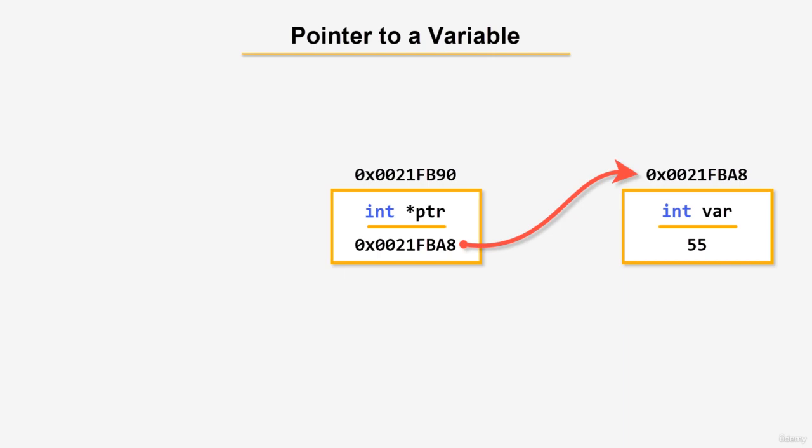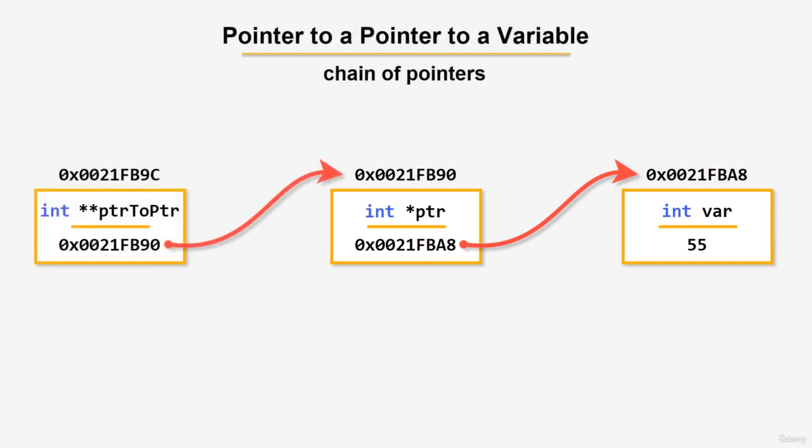It has its own address right at the top of the rectangle. Again, a pointer is basically a variable that stores an address, so the pointer variable will have its own address in memory, and it stores the address of the var variable. Next, let's say we have a pointer to a variable, and in this way we can create a chain of pointers.